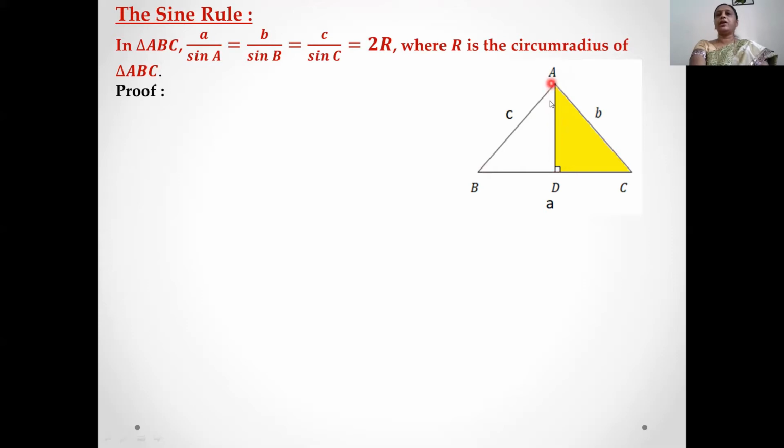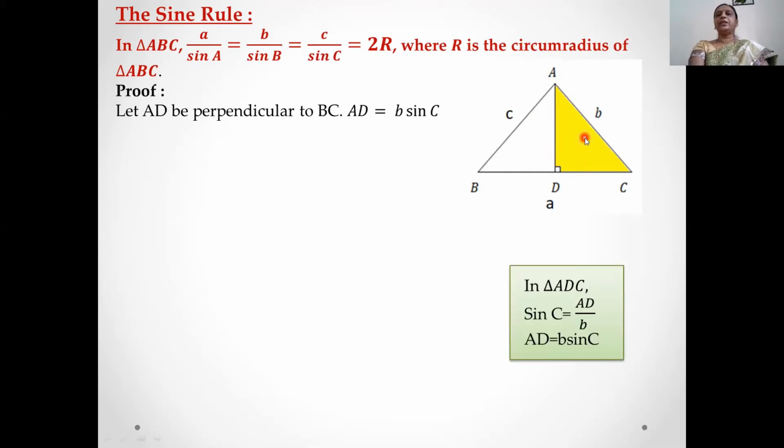Here, draw AD perpendicular to BC. Now, in this triangle, if we draw such a perpendicular, then BC is the base and AD is the height. Now we know the value of BC is a, but we don't know the value of the height AD. To find the height AD, consider this triangle ADC, this shaded yellow triangle ADC.